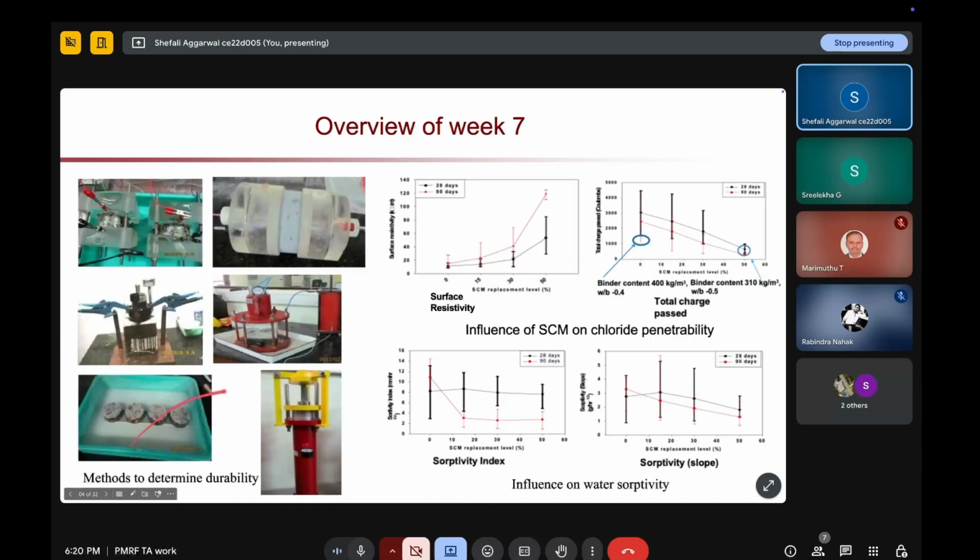Other than this, if we talk about different types of mineral admixtures, firstly we will see what are the different methods through which we can determine durability. We have two aspects: first is mechanical strength, second is durability. Mechanically we normally calculate the compressive strength of the concrete, but when it comes to durability, the important tests begin with chloride penetration, which is done by the RCPT test or migration test.